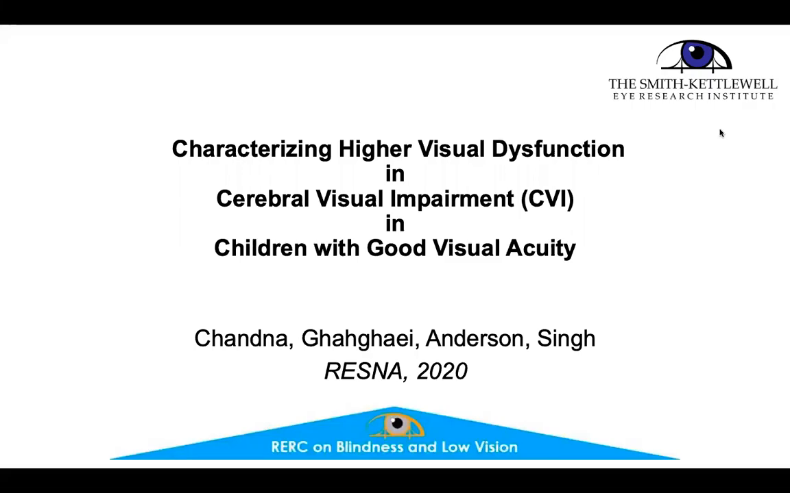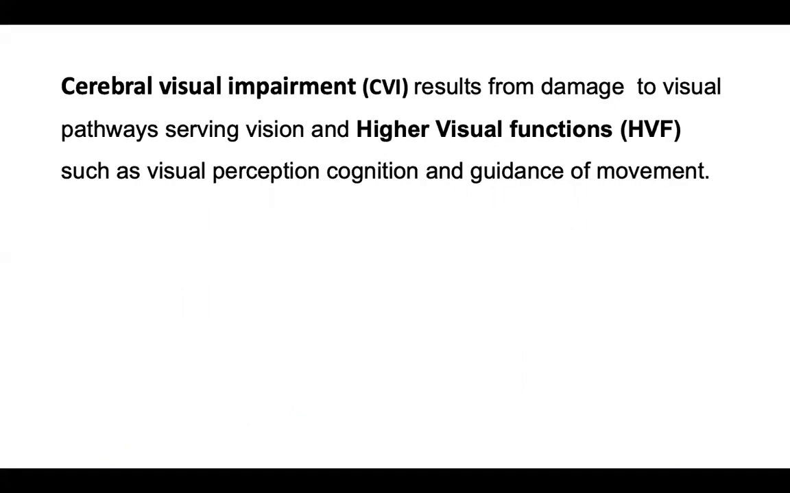Characterizing higher visual dysfunction and cerebral visual impairment in children with good visual acuity. Cerebral visual impairment, or CVI, results in damage to visual pathways serving vision and higher visual functions, such as visual perception, cognition, and guidance of movement.